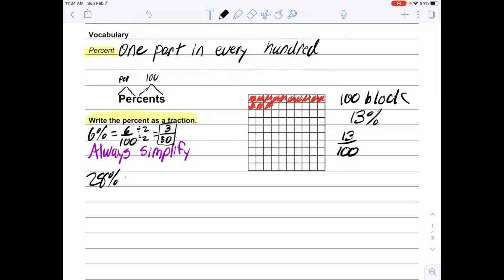Okay, hopefully you've got that. So to check our work, 28%, that will be 28 per 100. I see that I can simplify. So I can simplify by a couple different things. I'm going to simplify by 4. If you simplified by 2, that would also work. You would just want to divide by 2 a second time. So 28 divided by 4 is 7. 100 divided by 4 is 25. So my final answer is 7 over 25.